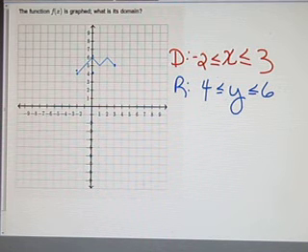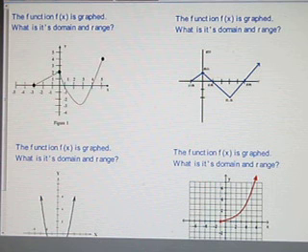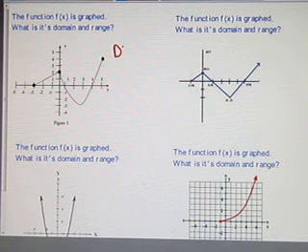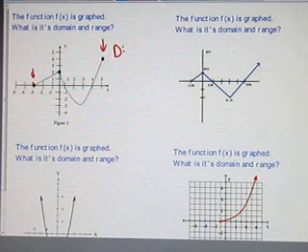So let's go to the next one. All right, the function f of x is graphed. Another one. What's its domain and its range? Here, my domain, again, has to go with my x values. This x value here starts at -3, and the highest value it goes up to is 5.